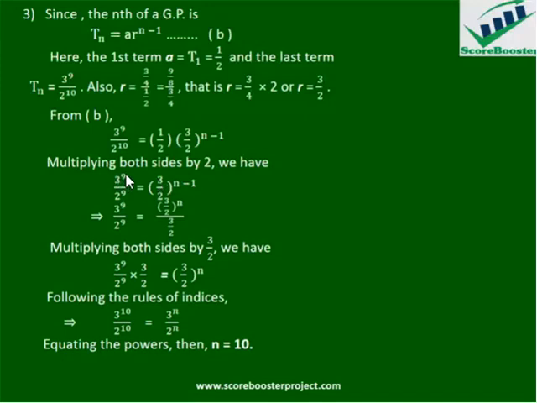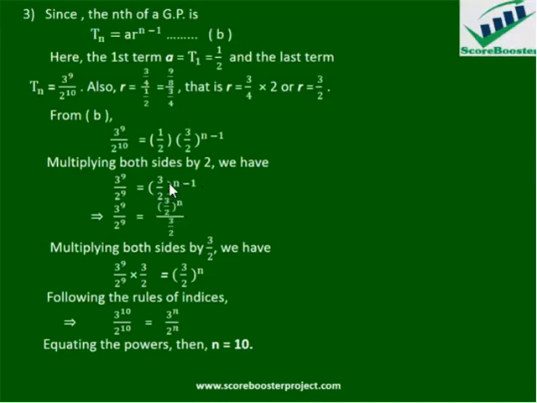So here we have 3^9 multiplied by 2 over 2^10. According to the rule of indices that we talked about earlier, a^m divided by a^n is equal to a^(m−n). So 2^1 divided by 2^10 is the same thing as 2^(1−10), which equals 2^(−9). And also, according to the rule of indices, 2^(−9) can be written as 1 over 2^9. And that is why we have 3^9 over 2^9 equals (3/2)^(n−1).